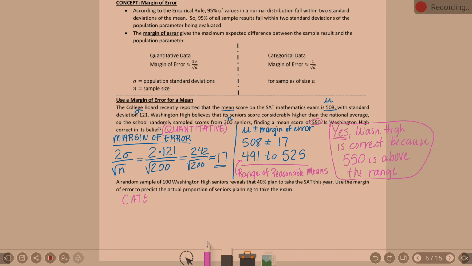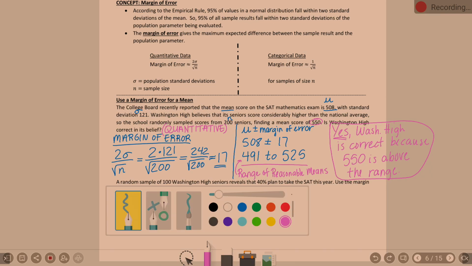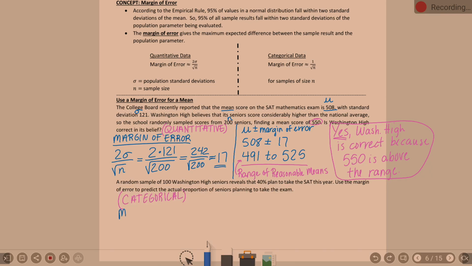So based on the category of seniors, we're going to find the margin of error. What's the margin of error formula now then? Okay. 1 over the square root of n. So 1 over the square root of, what's n?